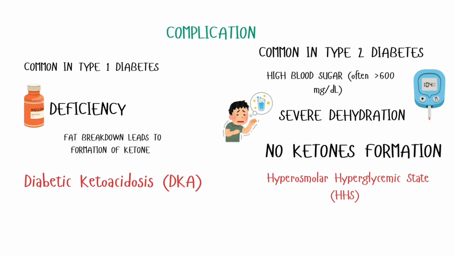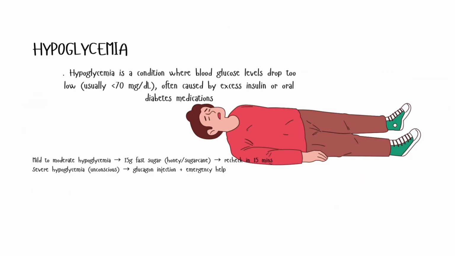The second complication is hyperosmolar hyperglycemic state, in which, as the name suggests, severe dehydration and hyperglycemia take place. It mostly occurs in type 2 diabetes with blood sugar of 600 milligram per deciliter, but no ketone bodies are formed. The third complication is hypoglycemia, which means low blood sugar, that is below 70 milligram per deciliter.